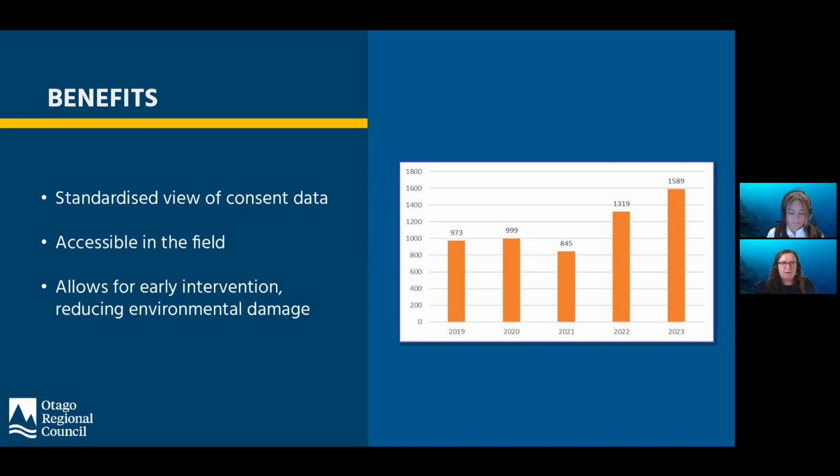So that chart on the slide is just showing the number of water consents that the regulatory data team were able to assess for compliance in each calendar year. From 2022 onwards, they've been using the dashboards. So you can see that it allows them to get through a lot more consent checks than previously as well, which is awesome.